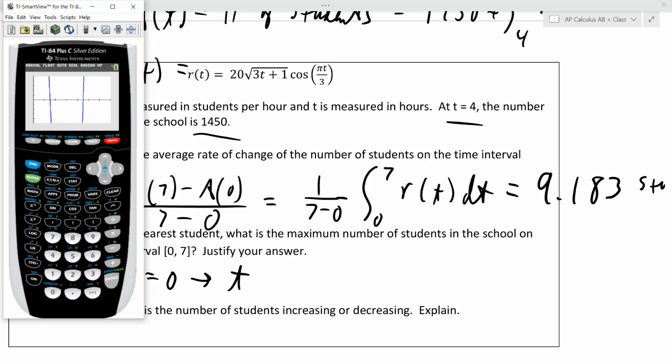So this is our derivative of the number of students. So you see it's positive to negative, so that could be a max right there. Then it goes negative to positive, which is going to be a minimum, but then it's positive until the end, so that also could be a max. But we're just going to find those two values. And these are going to be nice numbers because of the pi over 3 in there. But we'll find them with the calculator here.